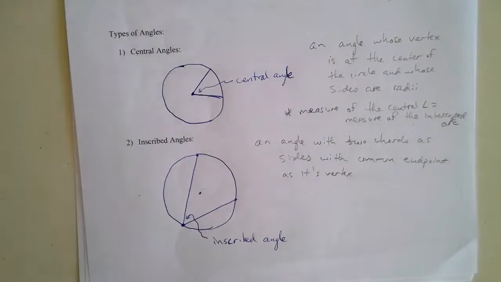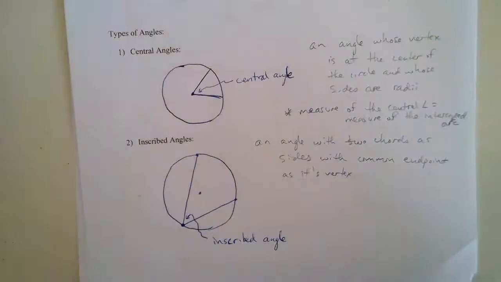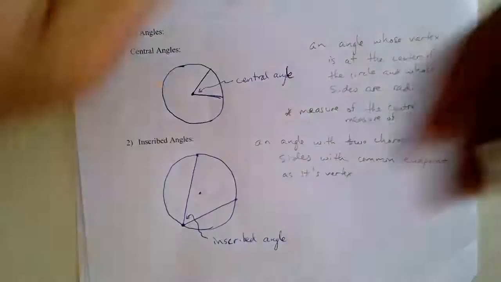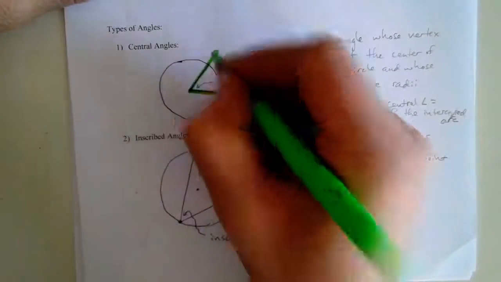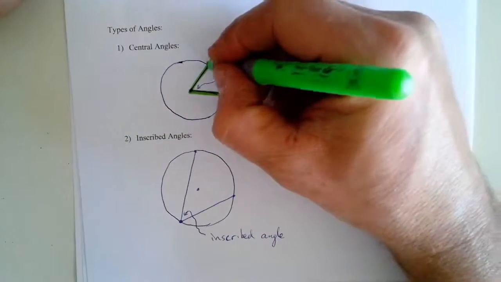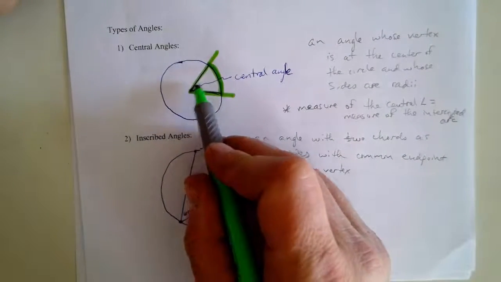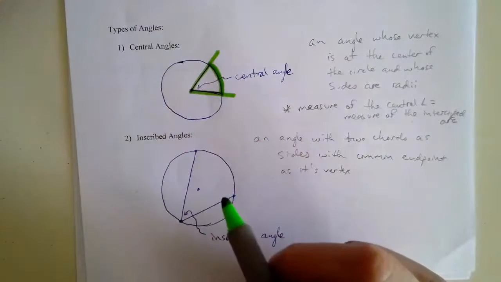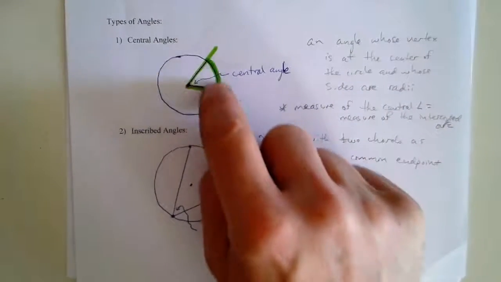Whatever the measure, and I'm going to get my highlighter out for this. There's my highlighter. So if I trace my central angle, and notice I went past it, whatever the measure of that angle is, it's the same as the measure of this arc right here. So if that angle is 80 degrees, then this arc would be 80 degrees. If this angle is 70 degrees, that would be 70 degrees.